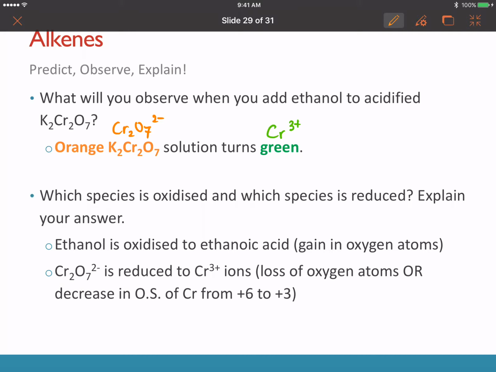Then, the dichromate ion is reduced to the chromium ions because there's a loss in oxygen atoms, or we can say that there's a decrease in oxidation state number of chromium from +6 to +3. So, make sure that you know how to calculate the oxidation state number for a polyatomic ion such as dichromate.